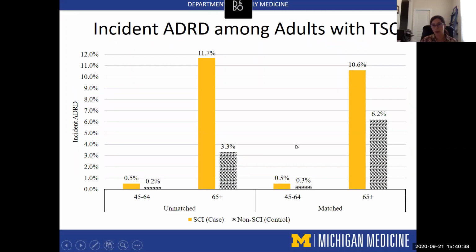And these are our results among individuals with traumatic spinal cord injury. Again, among the younger cohort, the unadjusted ADRD rate is about twice as high. It's lower, but it's twice comparing cases and controls. Obviously, as they get older, the rates are higher and the difference is substantial. What is significant here is that when we matched our cohort, the difference again becomes much less, but still significant.